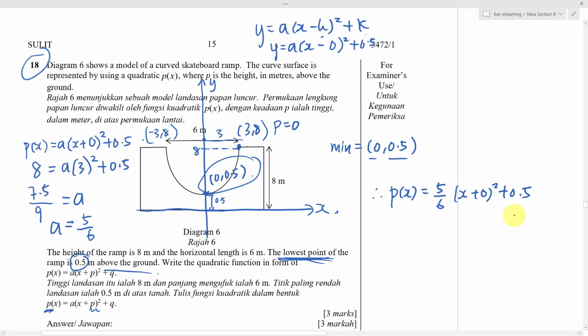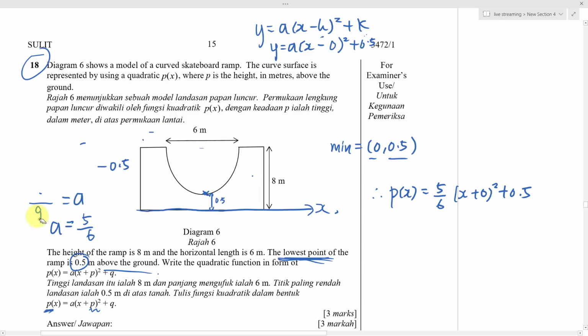Anyways, this is the first equation. And we try to do another possibility. Let's say right now, I change my y-axis somewhere here. Just nice at here, okay? Let's say this is my y-axis here. Let's see what happens to my equation.